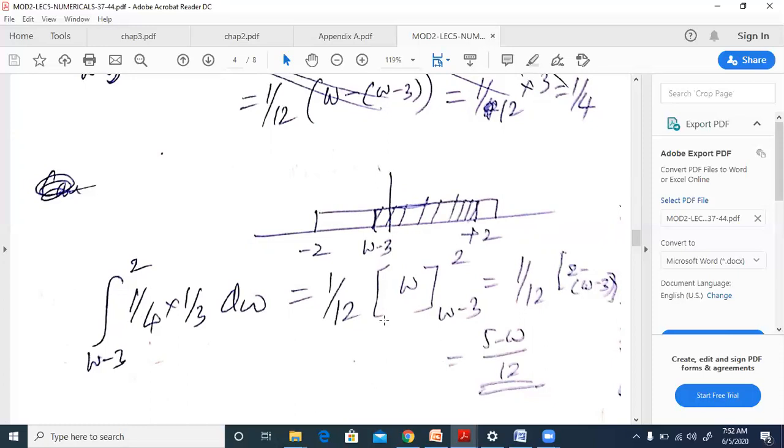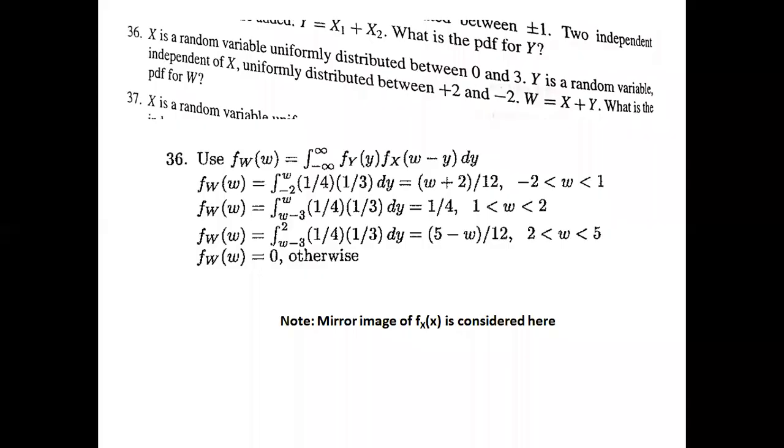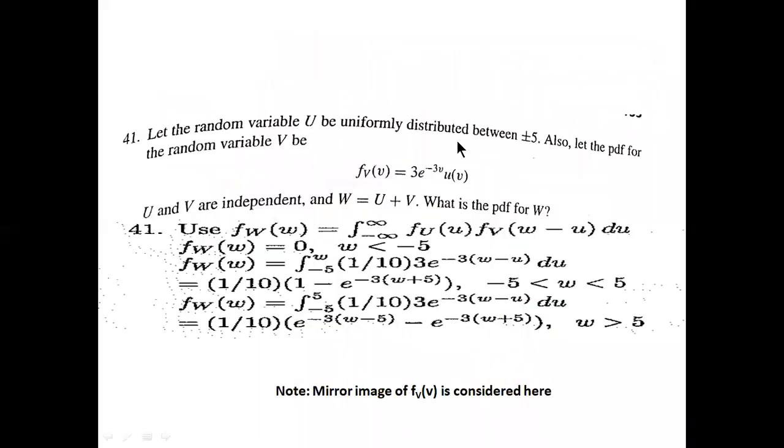So this is the solution we have put in the figure, in the solution over here. Same equations: minus 2 to W, W minus 3 to W, W minus 3 to 2, and 0 otherwise. So this is how we can solve the problem which we have just specified. Let us take the next problem.